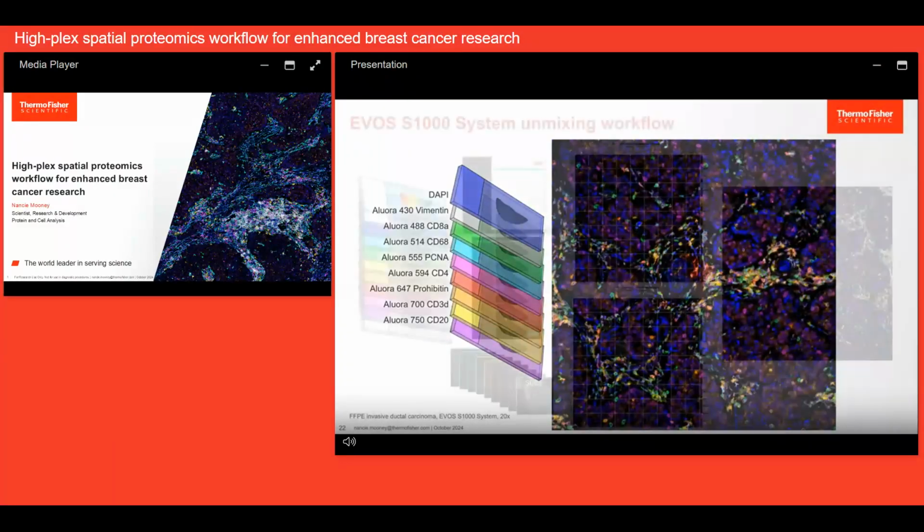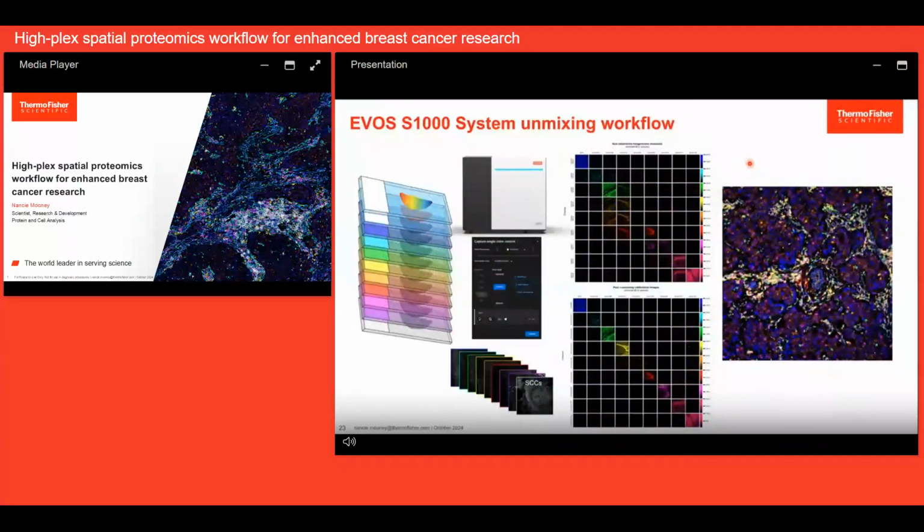Okay, so how did I do this imaging and then the unmixing? So for the EVOS S1000 unmixing workflow, you need not only your multiplex with all the fluors that you wanted, you need single color controls. In this case, that means you need an unstained control slide that has no fluorescent staining on it whatsoever to account for any autofluorescence from the tissue. And then for every fluor that you have on your multiplex, you need a single color control for that. So for example, in this situation where I had DAPI and all 8 Aloras, I have a DAPI alone slide. Then I have a slide that was only stained with Alora 430, 488, 514, etc.